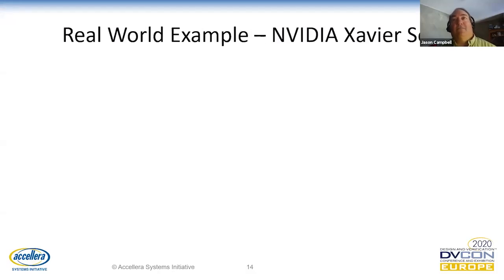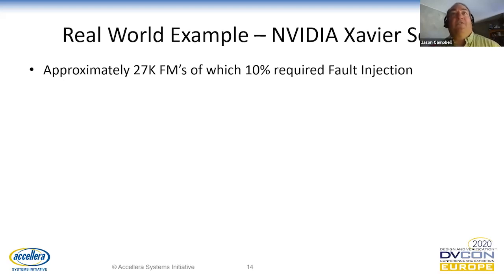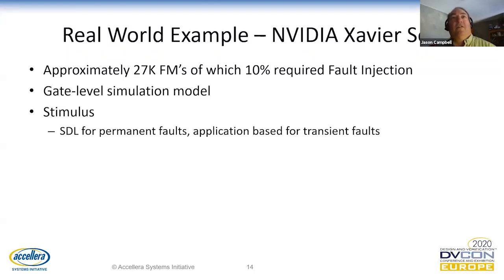So let's take a look at all these challenges in a real world case, which is the NVIDIA Xavier SoC. We had approximately 27,000 failure modes, of which only 10% required fault injection. And again, we eliminated all the ECC, parity, and those kinds of failure modes. We used a gate level simulation model. This design was already in production, so we had gates. So this is what we used for our fault injection. For stimulus, we used a software diagnostic library for permanent faults, and we used an application-based stimulus for transient faults.